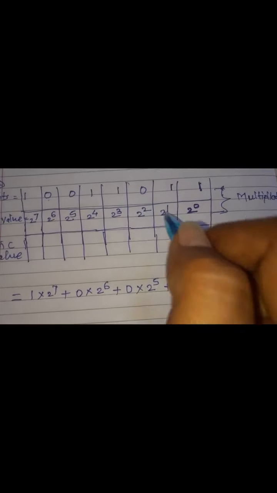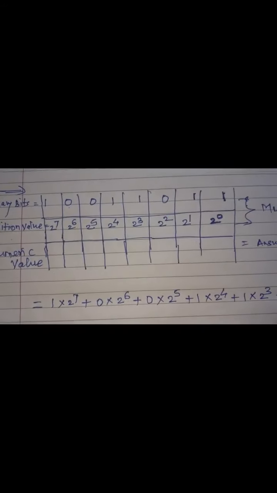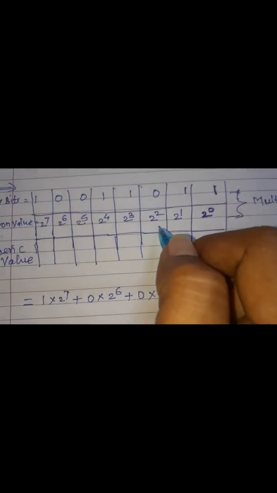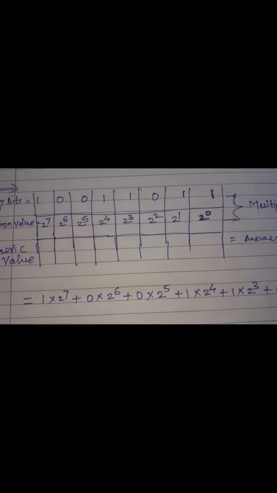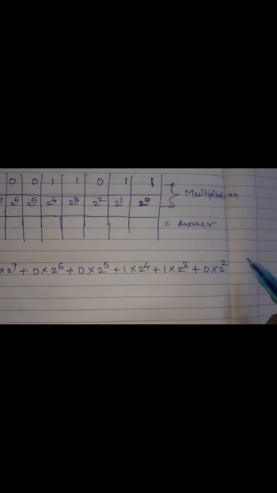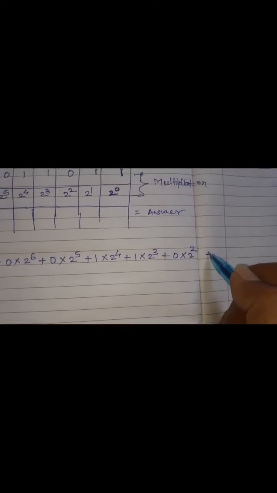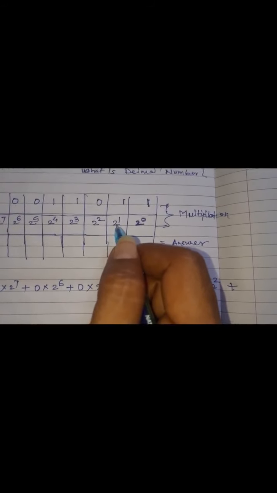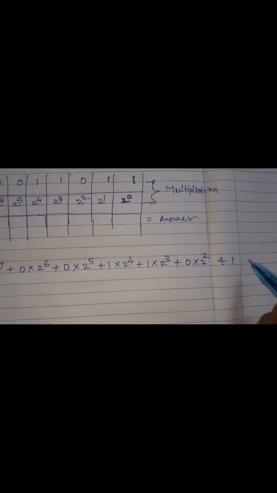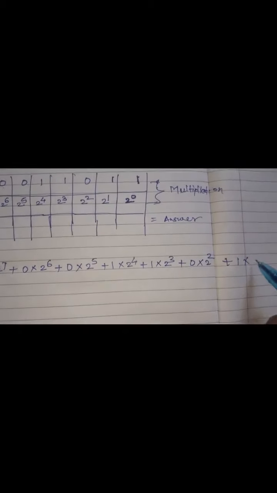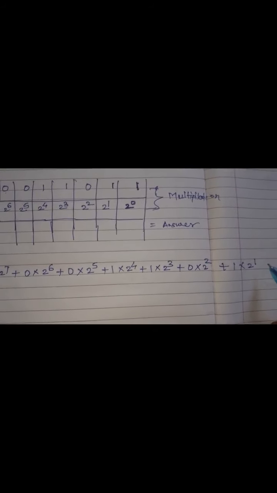plus this 1 multiply by 2 raised to 3, plus this 0 multiply by 2 raised to 2, again plus this 1 multiply by 2 raised to 1, again plus this 1 multiply by 2 raised to 0.